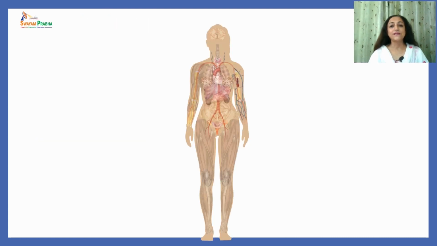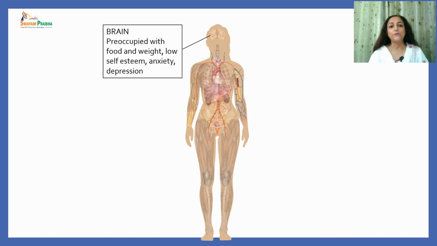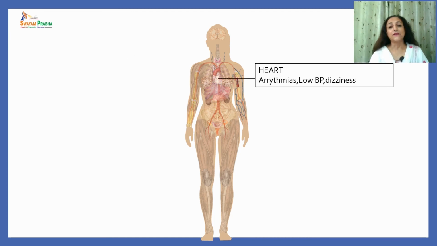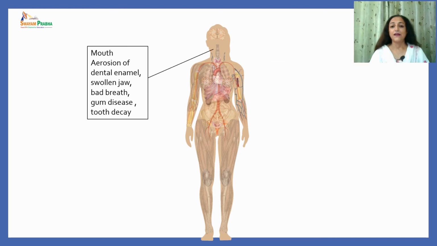So let us summarize the effect of bulimia nervosa on the generalized health. The brain is preoccupied with food and weight, and they have low self-esteem. They will be anxious and maybe depressed at times. And the heart may experience arrhythmia, they could be hypotensive, or they could feel dizzy, and the mouth will have some problems, such as erosion of dental enamel, as we just saw in a previous slide.